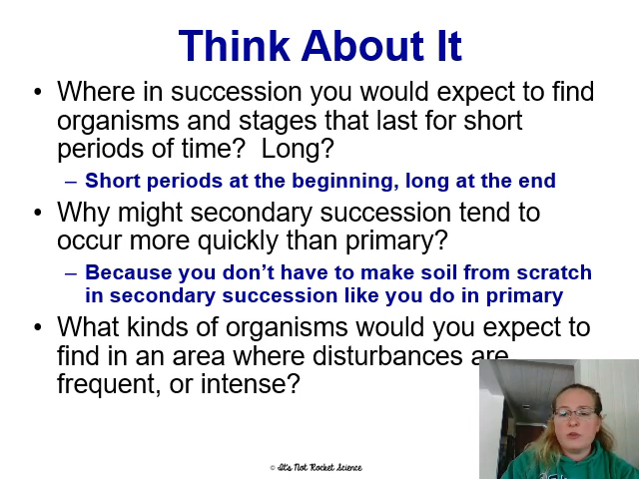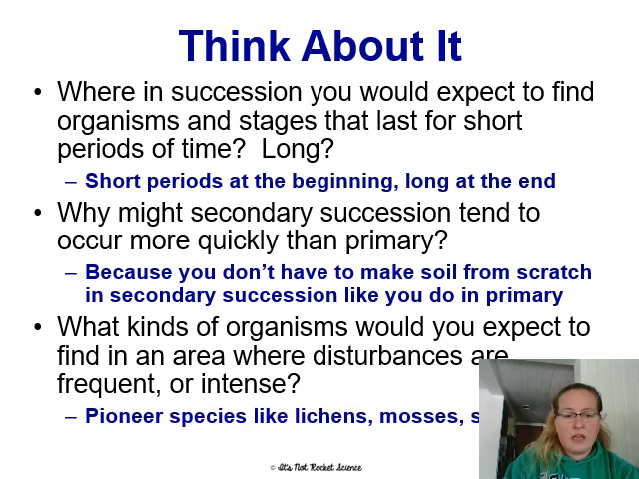What kind of organisms would you expect to find in an area where disturbances are frequent or intense? Think about that. If we're constantly having things like fires or hurricanes, what kind of organisms would you expect to be there? We would expect pioneer species like lichens, mosses, and short grass. If that ecosystem is constantly being wiped out by hurricanes and things like that, we're going to find those pioneer species.